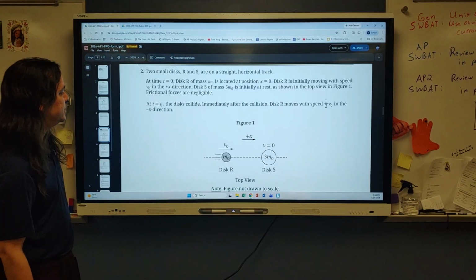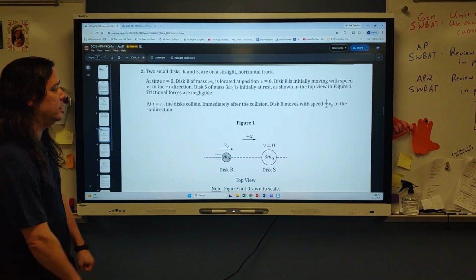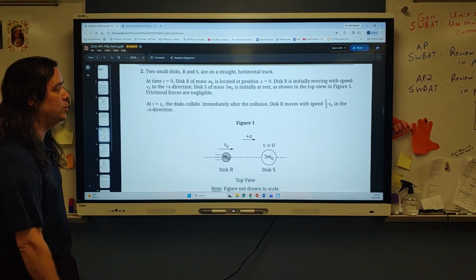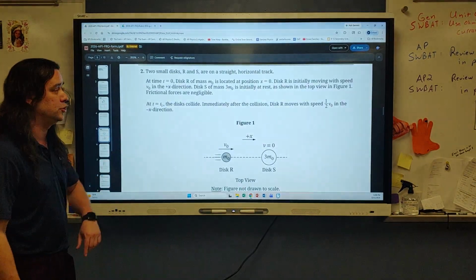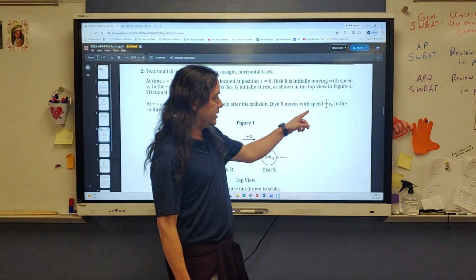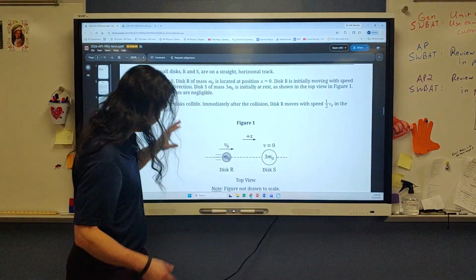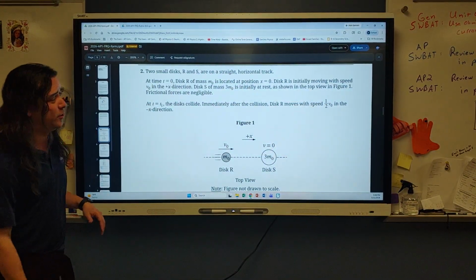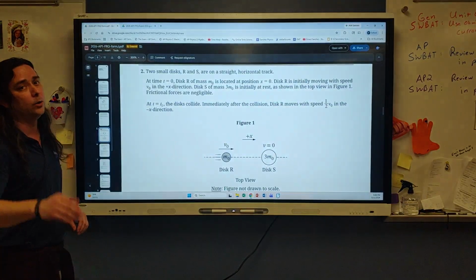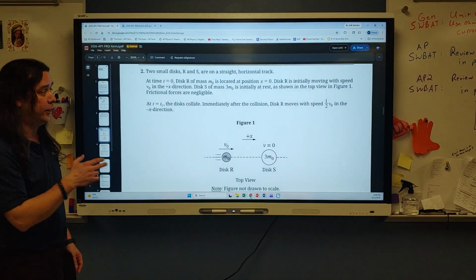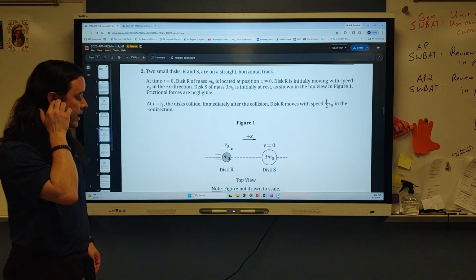At time t equals t1, the disks collide. Immediately after the collision, disk R moves with speed 1/2 v naught in the negative x direction. Always pay attention to your directions. They are giving us correct information by saying speed, but they're making it a little bit tougher. It would have been easier if they said a velocity of negative 1/2 v naught. But we're checking that you all can apply the correct things by being given different types of information.